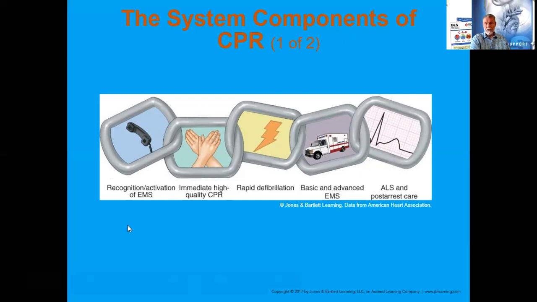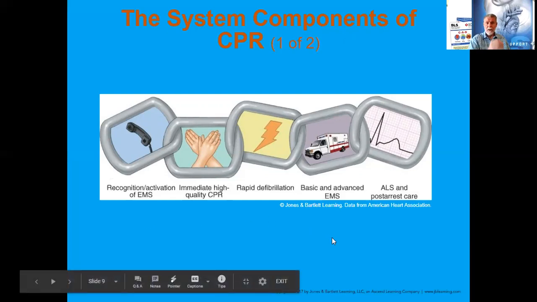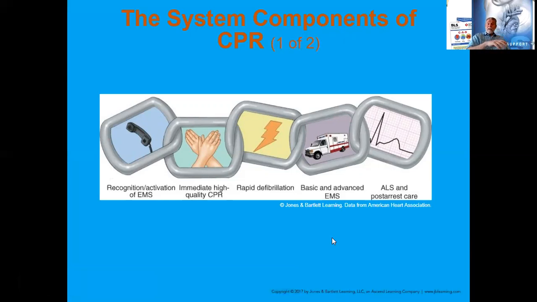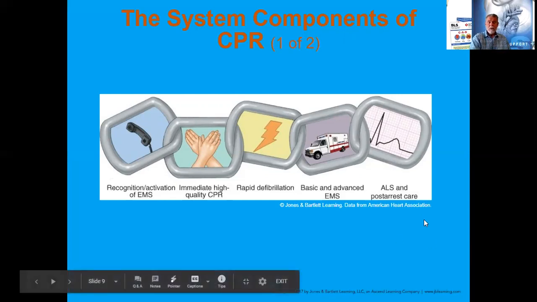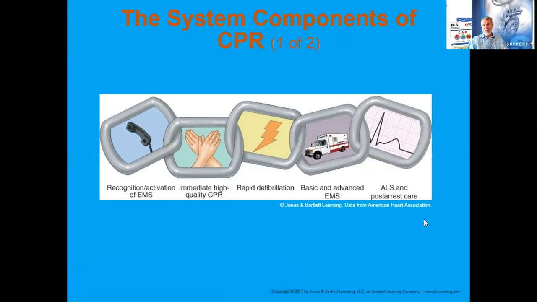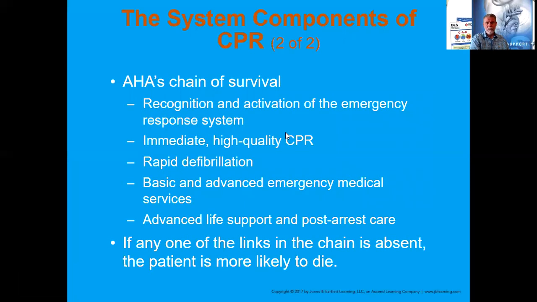When we look down at the fourth link, this is where you may come into the scenario, the basic and advanced EMS. That is a continuation of the care, but also getting them to definitive care: ICU, an emergency department, the cath lab, whatever it is that patient ultimately needs, that's where we're going to transport them to. Now this just breaks those down again and actually gives you the words versus just the pictures. But I think we covered the chain of survival.